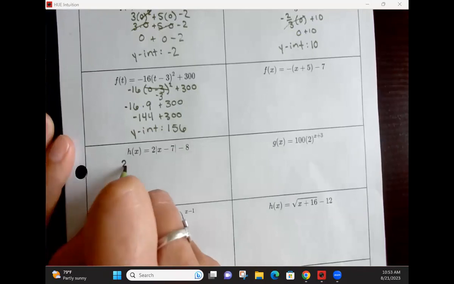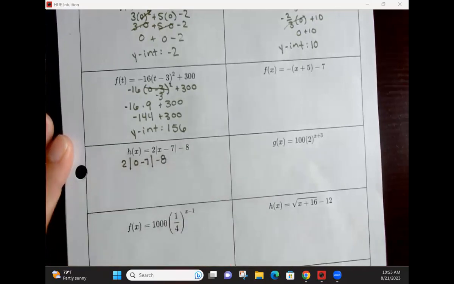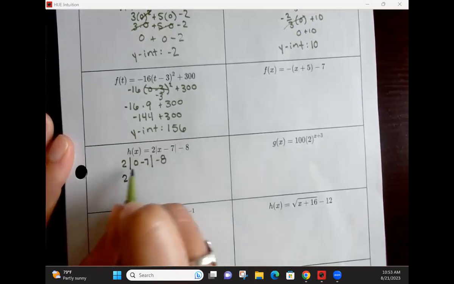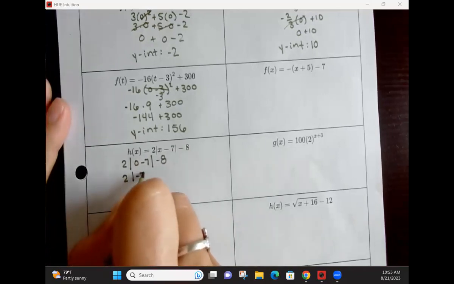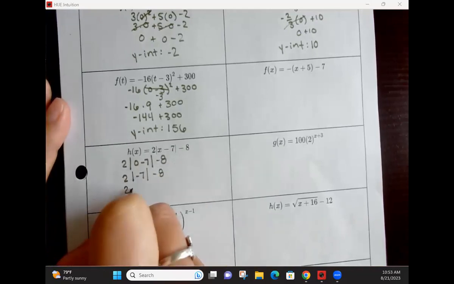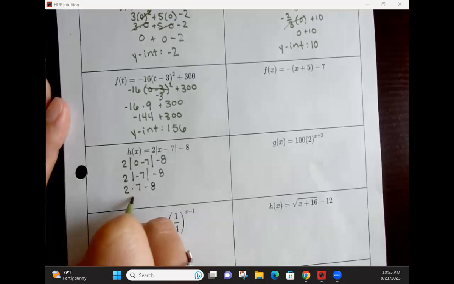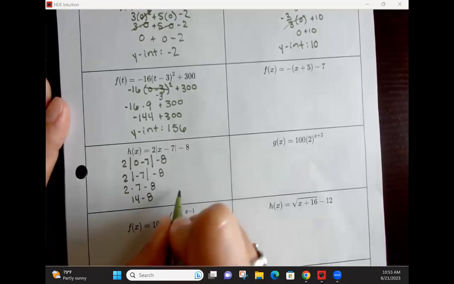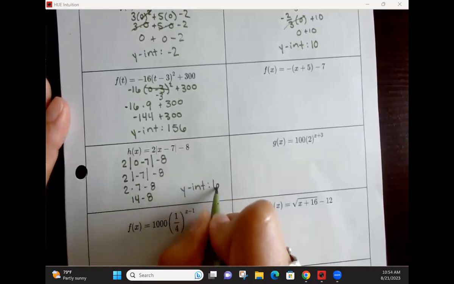Exact same idea. So this would be 2 times the absolute value of 0 minus 7 minus 8. Inside my absolute value bars, remember, we treat them like parentheses. We treat them like a grouping symbol because I've got stuff to simplify within there. So this would be 2 times the absolute value of negative 7 minus 8. What's the absolute value of negative 7? 7. So I've got 2 times 7 minus 8. So that's 14 minus 8. That means my y-intercept here is 6.